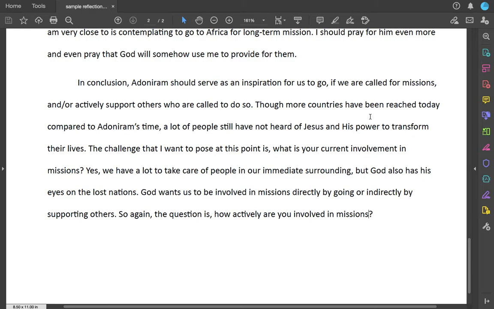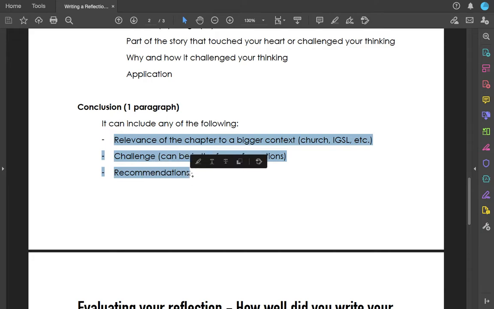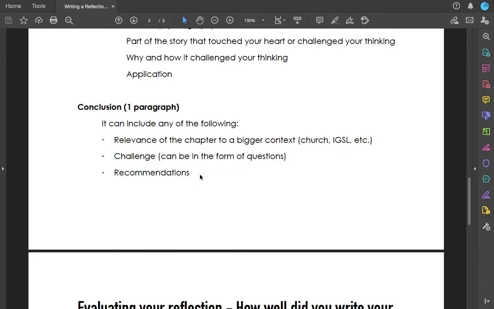So what I'm trying to say here is we see that missions is very important. That's what we can learn from Adoniram. So you have two roles: either you go or you send others. It's just like that. As a Christian, that's the question we need to answer. Are we going or are we sending others? If you're not going, then we should help others by praying for them, by supporting them financially. We should be involved in missions. That's what I was trying to say. So it's more like a challenge. What I was trying to do here was to challenge them. You can combine these three things if you want, but you can also just focus on one. It's up to you.